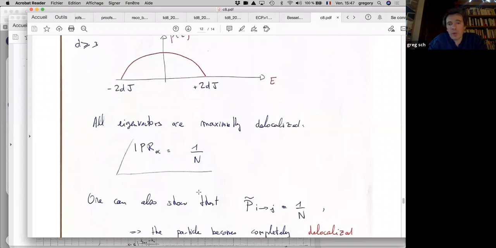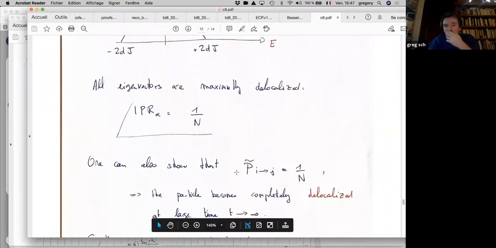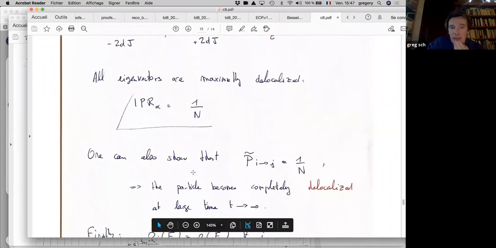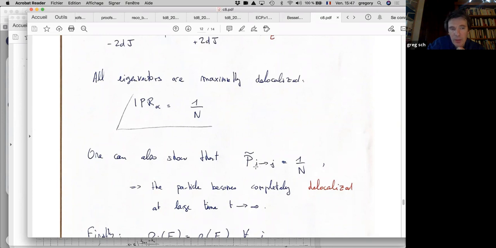Good. You can also compute these probabilities here. But in any case, you can show that if you start from I, you can do this computation. In the large T limit, the probability that you end up at J will eventually be 1 over n. That's not really surprising, because at the end of the day, we know that the particle should be widespread over the whole sample.